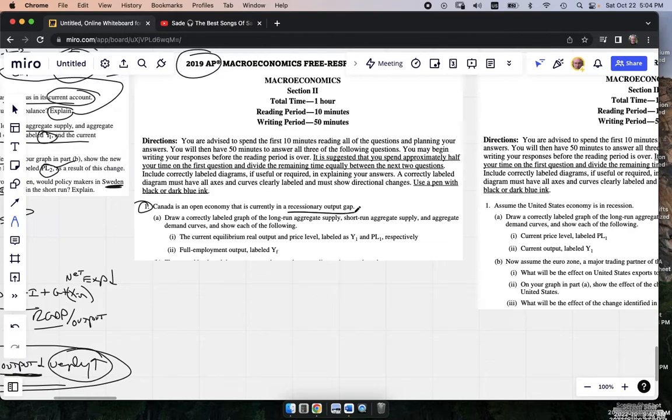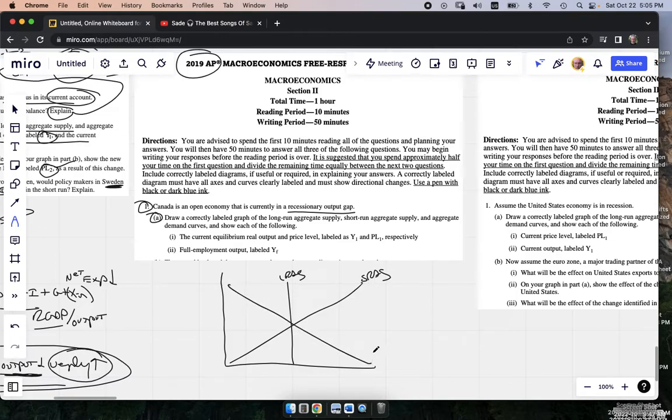They're just telling us we're in a recessionary gap, and then they just want us to draw it. Again, we can do that very quickly. It doesn't take any time, especially if we've done it a lot. You know what they're looking for because they ask it every year, or lots of years. PL1, Y1. They did tell us we were in a recessionary gap, and look what I'm drawing. I kind of got lost in it there for a second. Here's what I'm going to do: I'm going to move that over there.